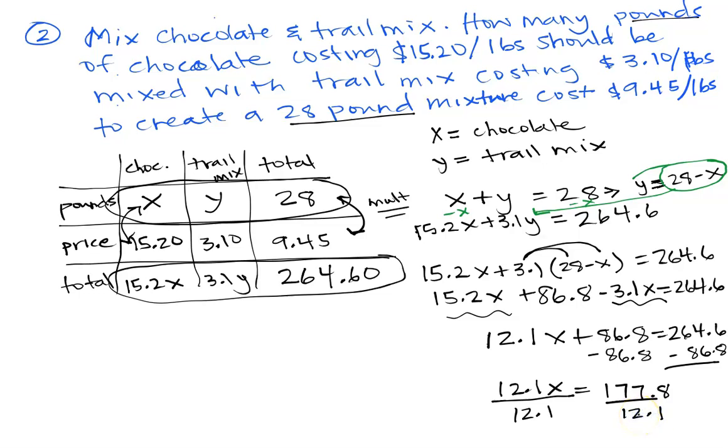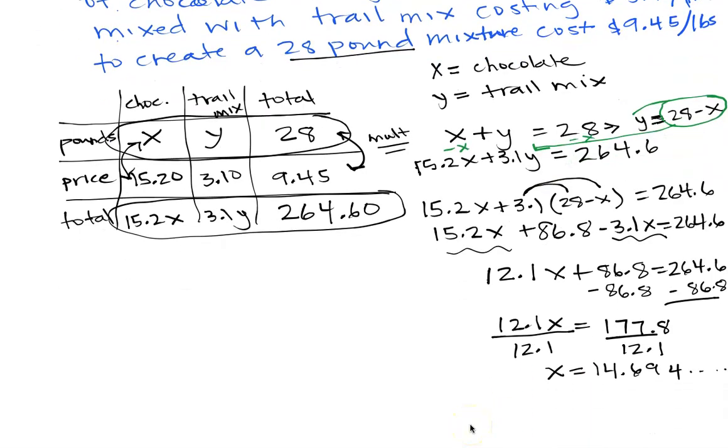So then 177.8 divided by 12.1 is going to give us 14.694, and so on. And it'll tell you where to round to. So if it just wants you to round to the nearest pound, which is going to be the easiest in this case, then that 6 is big enough to round that up. So this is going to round up to 15 pounds.